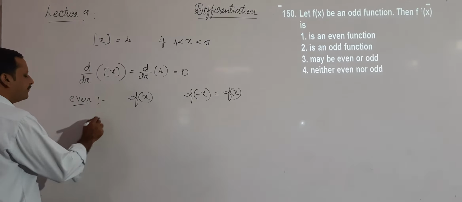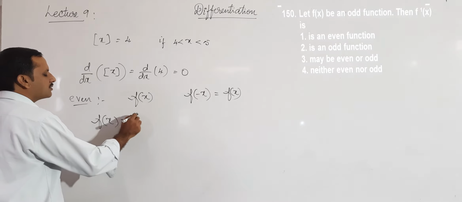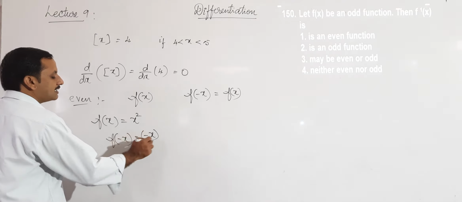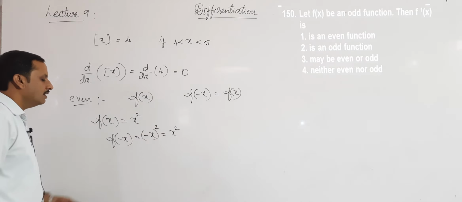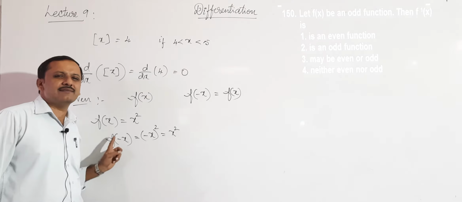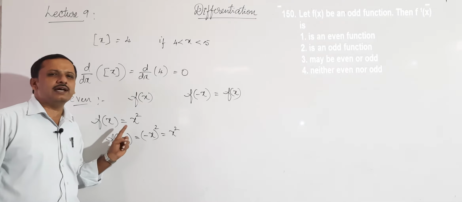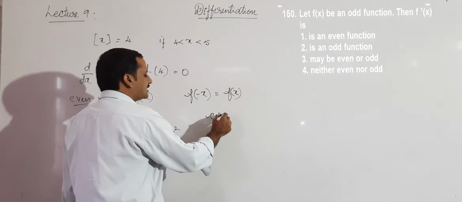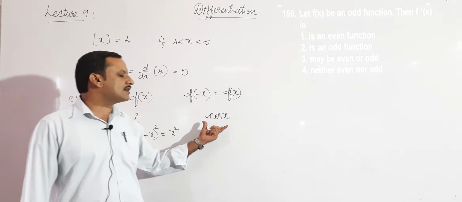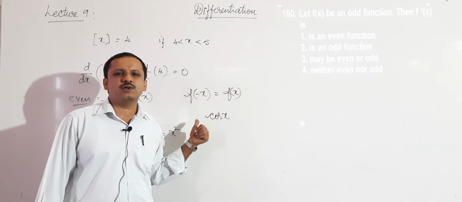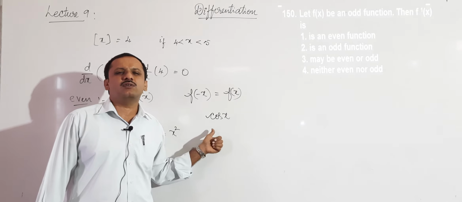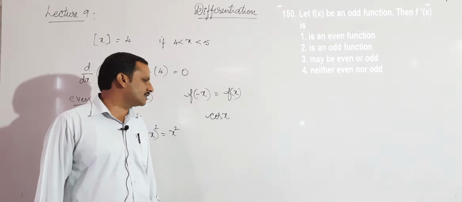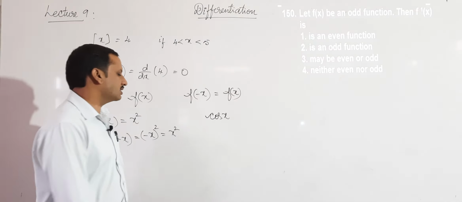For example, f of x is equal to x square. So here, what is f of minus x? F of minus x is equal to minus x whole square, which is same as x square. So we observe that f of minus x is same as f of x. Therefore, x square is an example for even function. Then you look at cos x. Cos x is another example for an even function because cos of minus x will give you cos x itself. So if I treat this as f of x is equal to cos x, f of minus x is equal to cos of minus x, that is same as cos x. So this is also an even function.